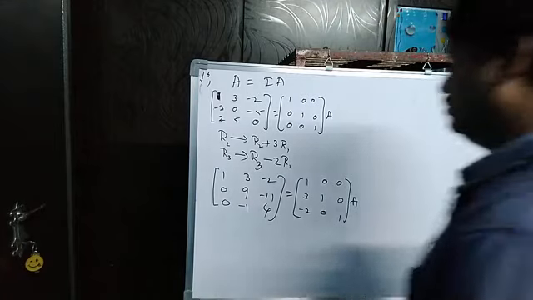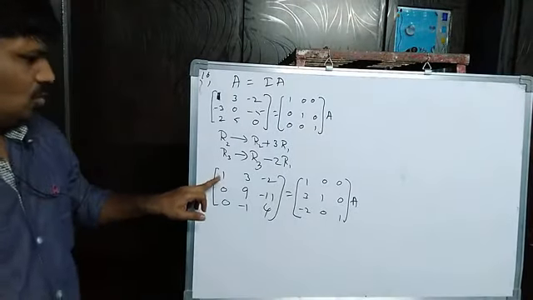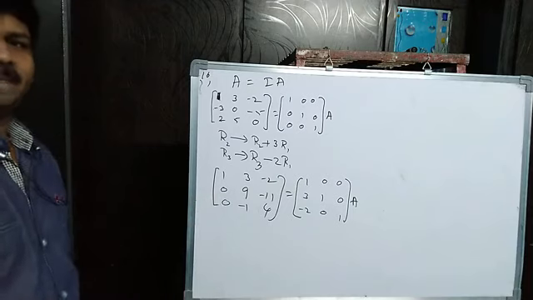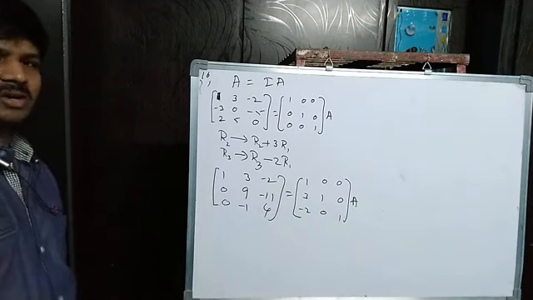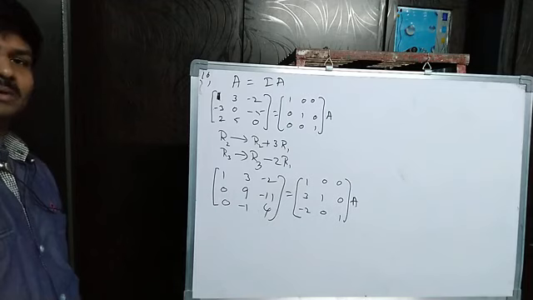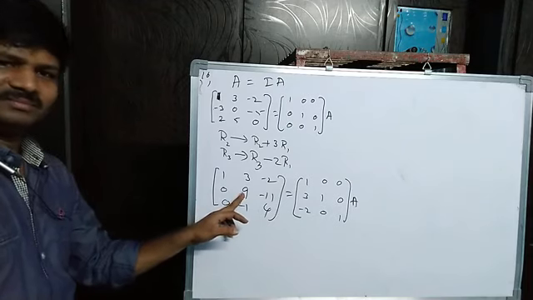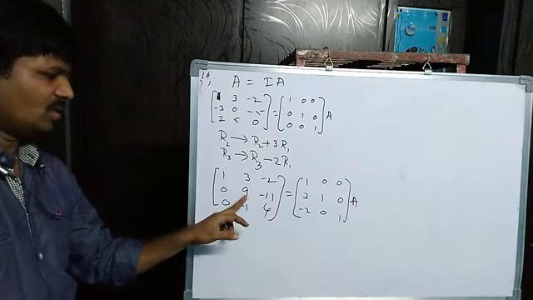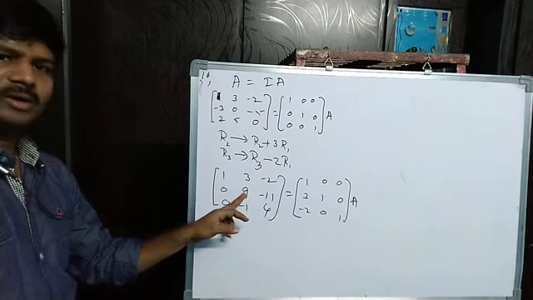So what have you done here? 1, 0, 0 we got. Clear? 1, 0, 0. Next, what do we have to do? Here we have to make 1. Here I am going to make 1.